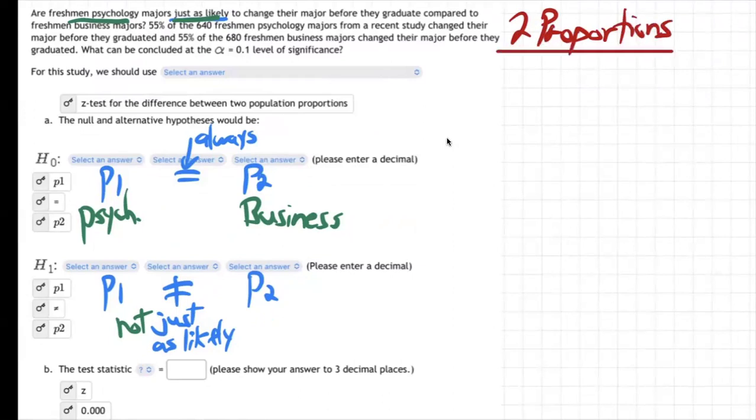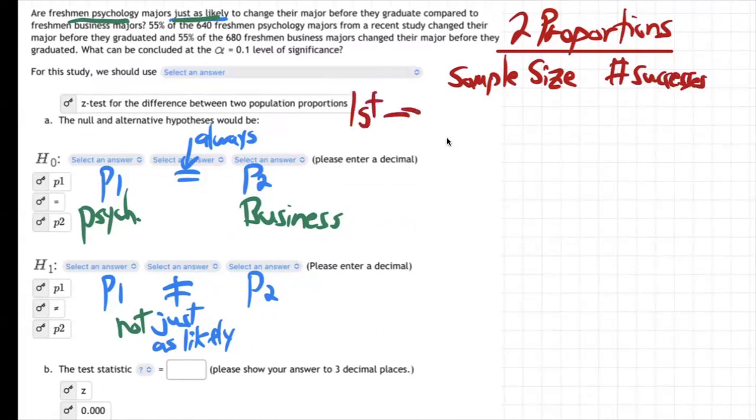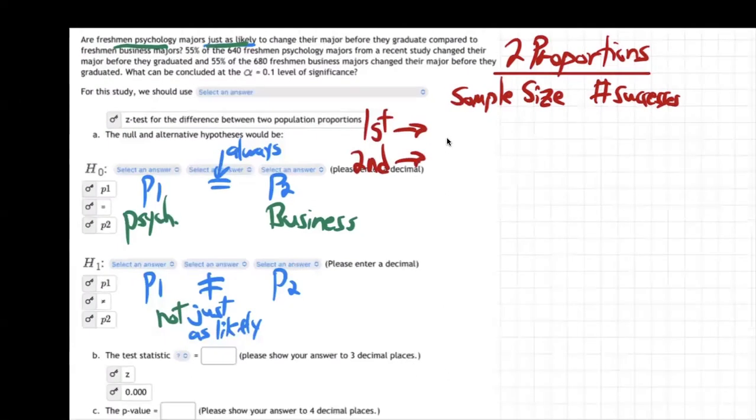And it says sample size, and it says what's the other thing it says? It said a number of successes. Okay, then over here it says first group and second group. Okay. Well, this is a little more tricky this time.